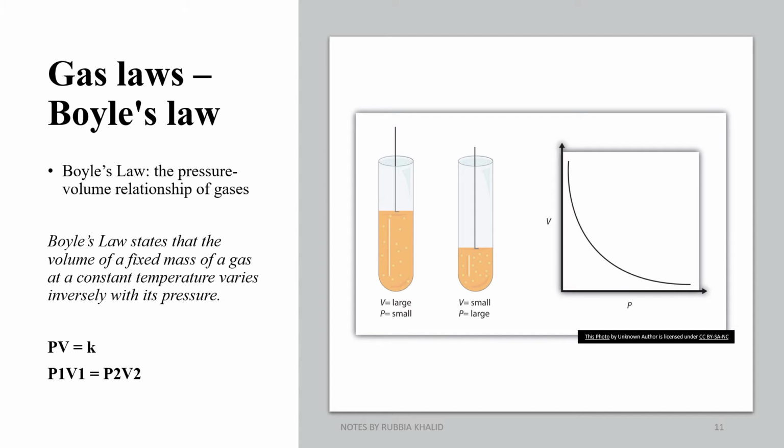Pressure and volume vary inversely. As volume decreases, pressure increases. Temperature and number of particles are held constant in Boyle's law. So let's look at an example.